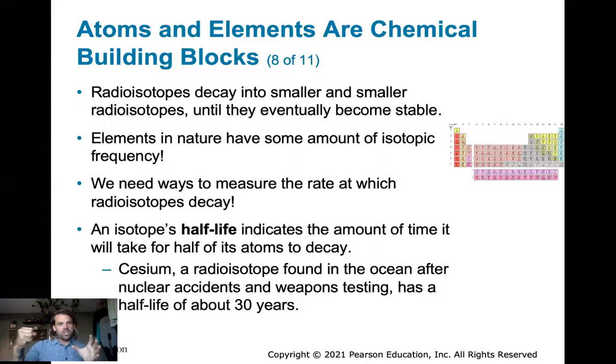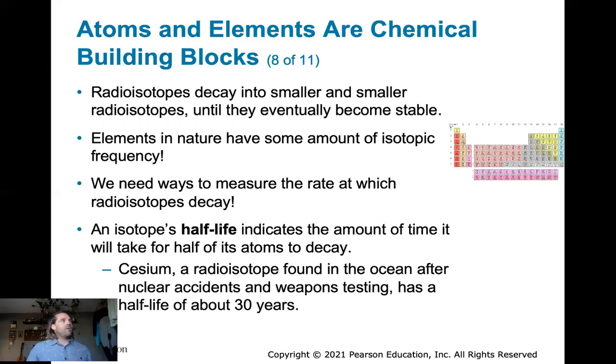And essentially, they'll continue to decay until you get smaller and smaller radioisotopes until you get to that most stable form. Now, elements in nature, carbon for example, have some amount of isotopic frequency, okay? And this can be harmful if you are engaged in an environment with too much of these isotopic particles. But for the most part, they happen at some frequency that your body's capable of dealing with. And so this all leads us to the point that we need a way to measure this.